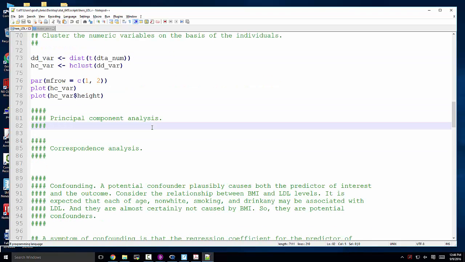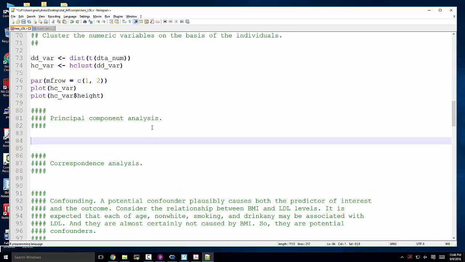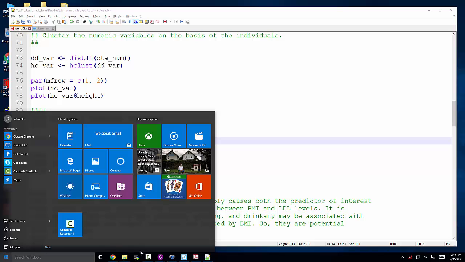Okay, so principal component analysis. Let's see what this is about. I'm going to write down some things on our whiteboard to get started.